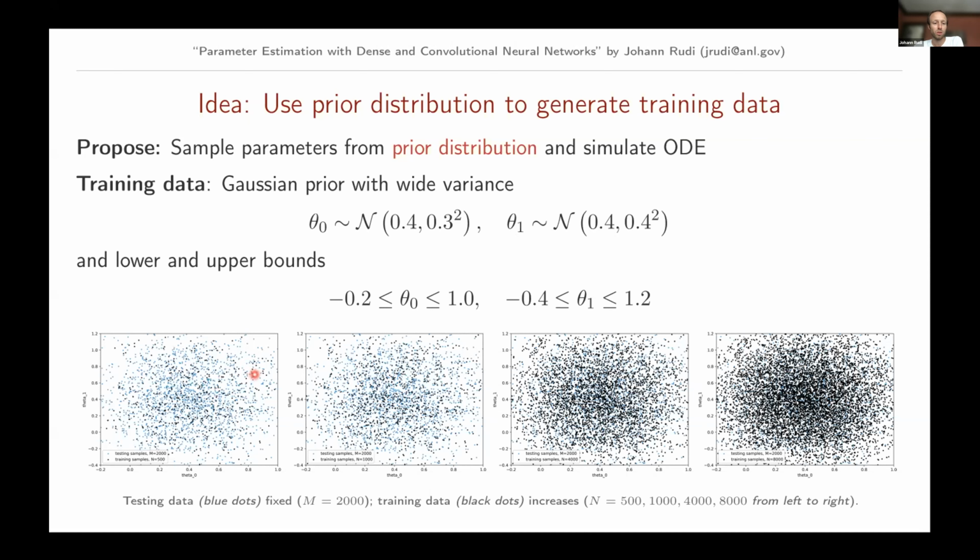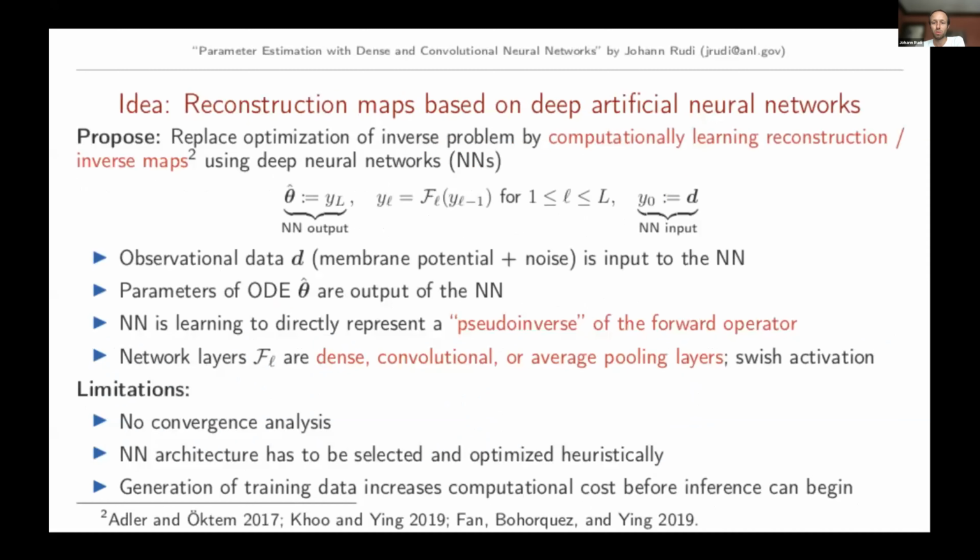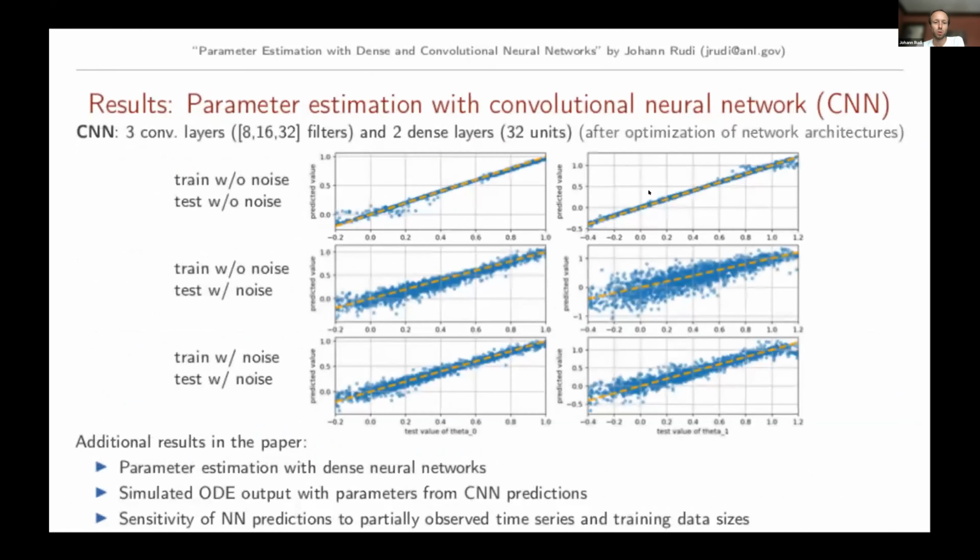So the blue dots are for the testing data, for the testing theta 0, theta 1, and the black dots are for training data. And as you go to the right, the training data increases because we tested different amounts of data and how the network performs. So of course, to generate the full set of training data for each theta 0, theta 1, you need to solve an ODE to generate the corresponding output, which is fed here on the right-hand side. Okay, now going back.